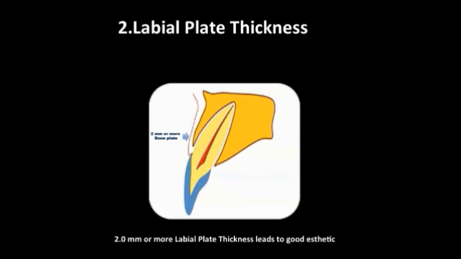plate of bone. So when we do an implant, we have to measure our buccal plate of bone. If it's less than 2 millimeters, we have to augment it, and if it's more than 2 millimeters, we don't have to worry about it, but it's usually always very thin, and we always have to augment it in this area.